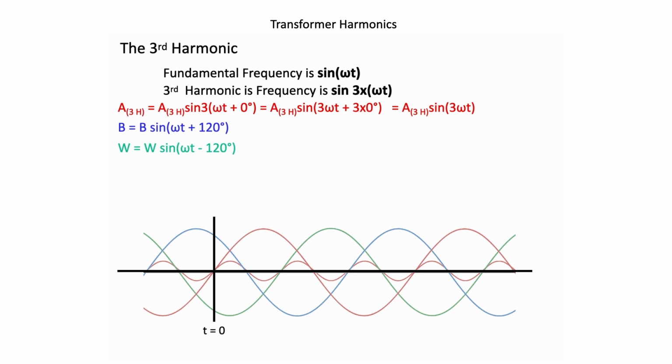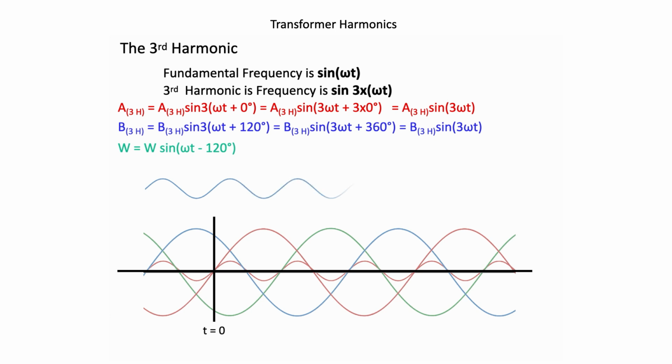Looking at the blue phase third harmonic, it can be written B3H sine (3 omega t plus 120 degrees). Taking the 3 inside the bracket, we get B3H sine (3 omega t plus 360). And 360 degrees is the same as 0 degrees. So the result will be B3H sine 3 omega t.